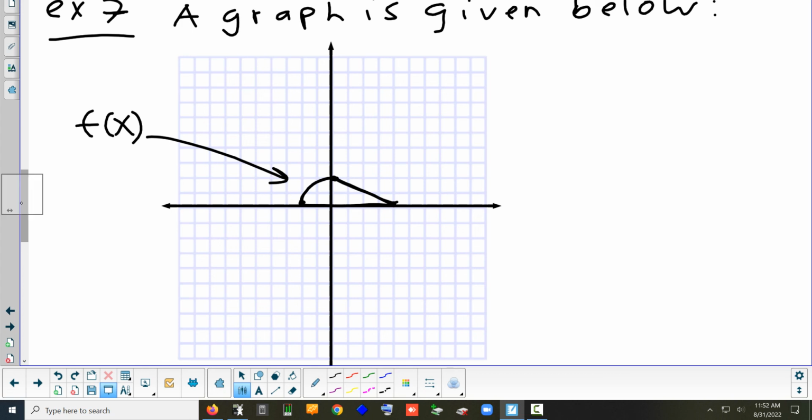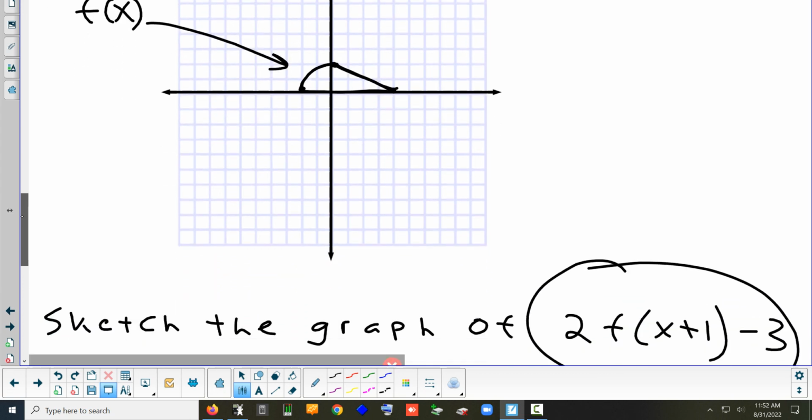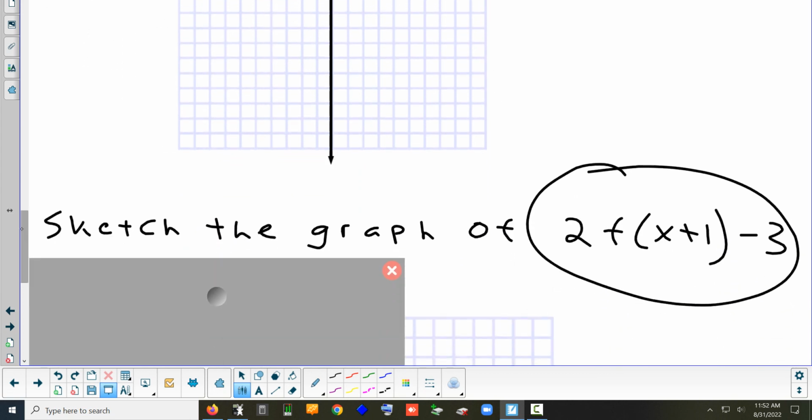So, in the thing that I have circled, what's the first number that you would focus on? And then we'll worry about what that number does. The 2, the +1, or the -3? Plus. We're going to focus on the +1. What does adding a number inside the parentheses do? John? It shifts it 1 unit left. It's going to shift it 1 unit left.